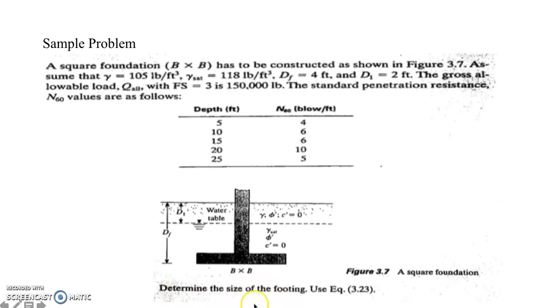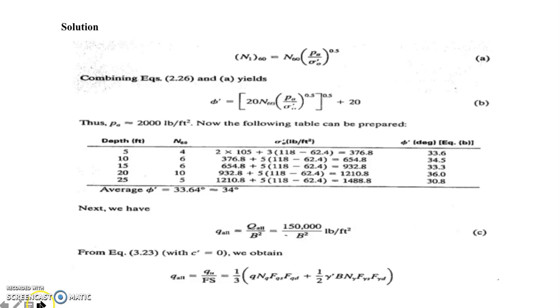What we're going to do is determine the size of the footing. So you simply have to get the value for our parameters first, then this is the equation for phi, the angle of friction. To present our solution well, it was tabulated from depth 5, 10, 15, 20 to 25. We presented the N sub 60, then computed the vertical stresses. Then of course, we compute our phi, the angle of friction, using this equation.